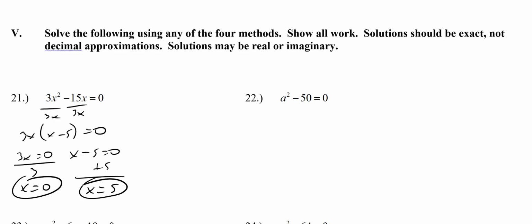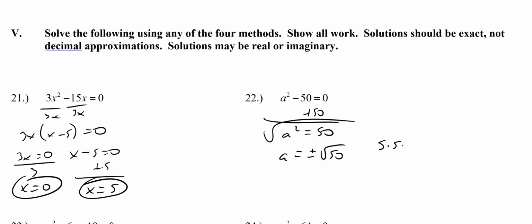Okay, that's pretty easy. This next one, again, you want to use the square root method here. So we're going to add 50 to both sides. So a squared equals 50. So I take the square root, a is equal to plus or minus the square root of 50. Now 50 is basically 5 times 5 times 2. So I pull 5 out. So a is equal to plus or minus 5 root 2.